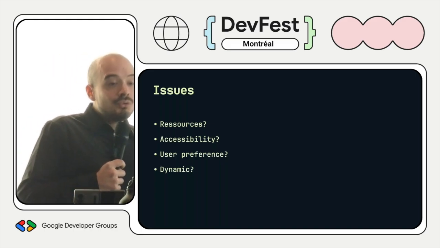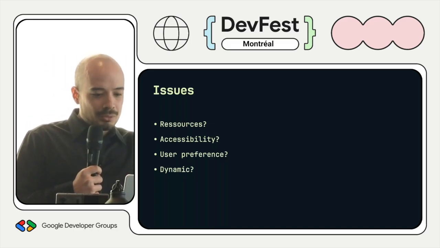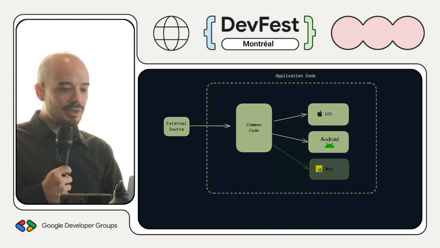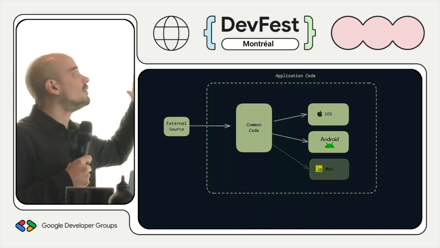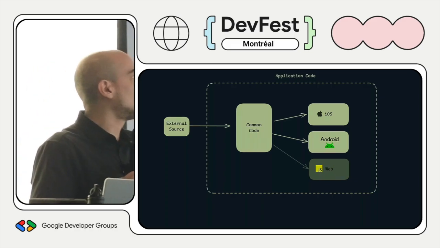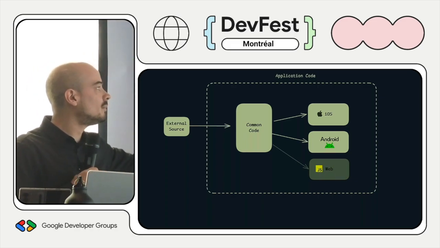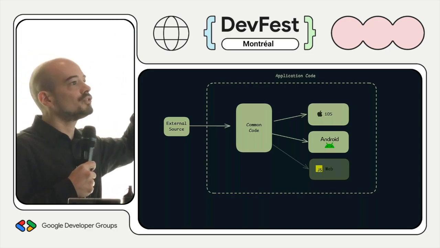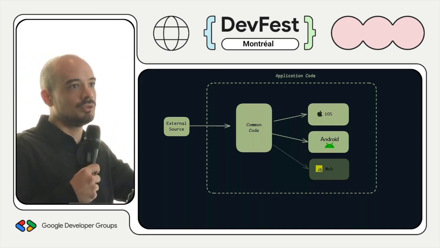So the solution to all of these issues is to build our own library, which will handle these use cases. Let's say that we have an application that has multiple different build targets. So we have an iOS app, an Android app, some sort of web target, and we try to handle most of the code we can inside of a common code area.